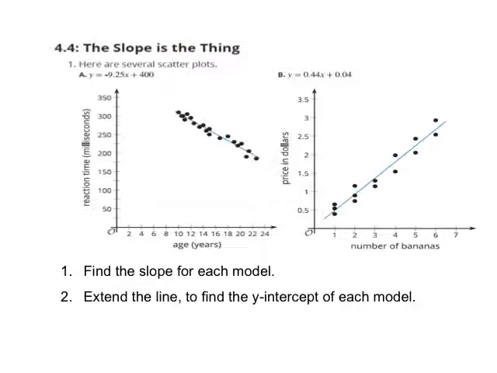All right, in B, the slope is 0.44, which means for every additional banana, the price goes up 0.44 dollars, which means the cost of a banana is about 44 cents. The y-intercept says 0.04. It's probably really 0. If you have no bananas, it should cost no dollars.